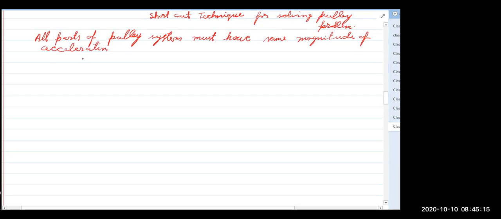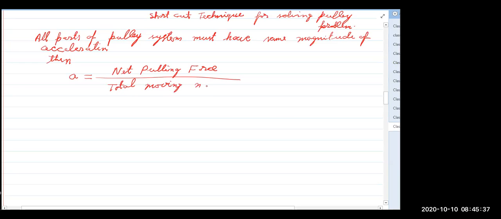Then the acceleration of the system can be given by the net pulling force divided by the total moving masses. Okay, so what does it mean? Let us see what it means.